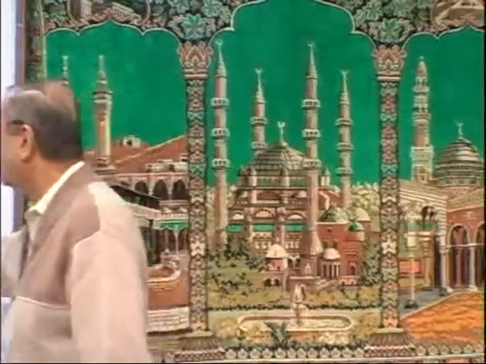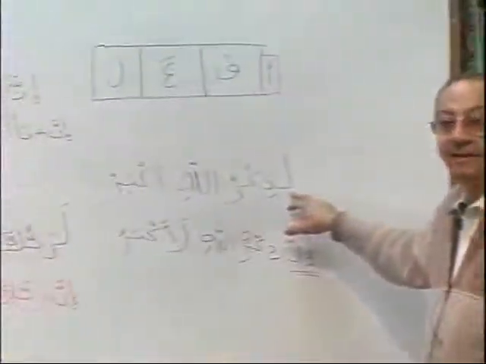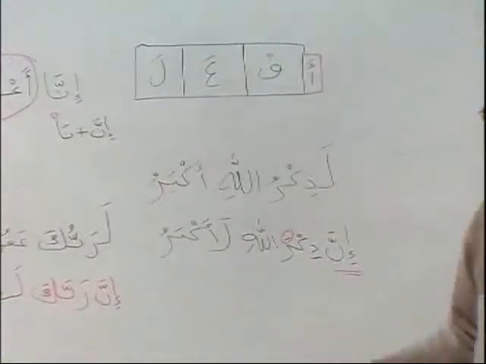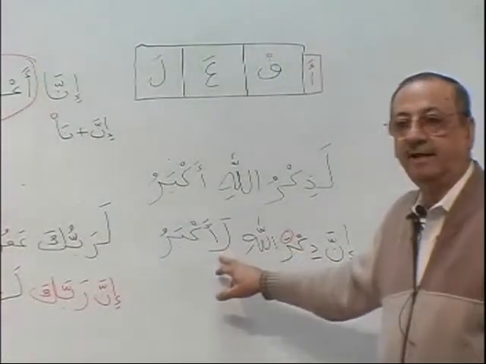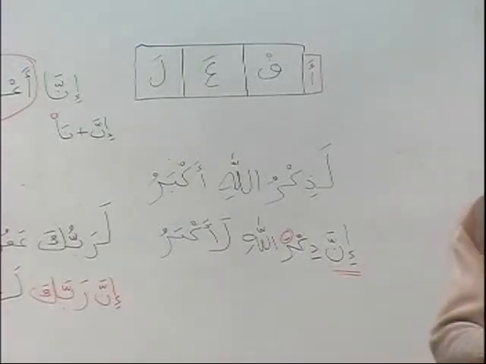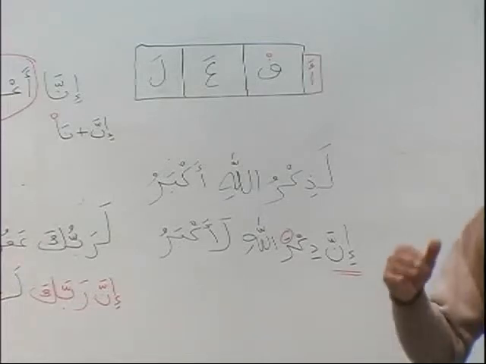But now we have to understand that when lam comes in the beginning, we call it lamu ibtida. But when lam goes there, then we call it lamu muzahlaqah. What is it? Muzahlaqah. Okay? It means the lam that slipped.